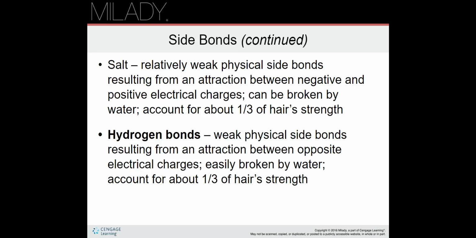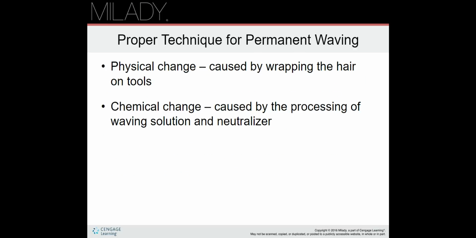Hydrogen bonds are weak physical side bonds resulting from an attraction between opposite electrical charges, easily broken by water, and they account for about a third of the hair's strength. So salt bonds and hydrogen bonds are very similar. Physical change is caused by wrapping the hair on tools.